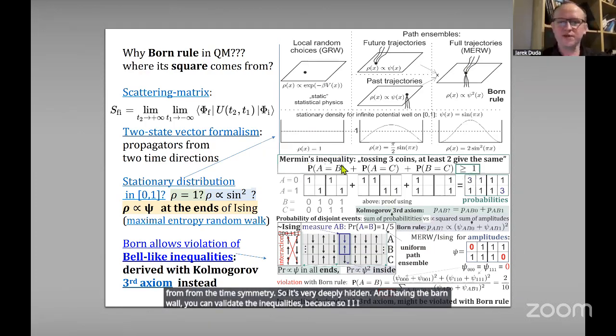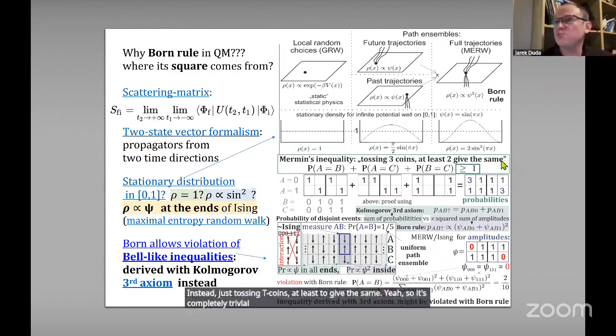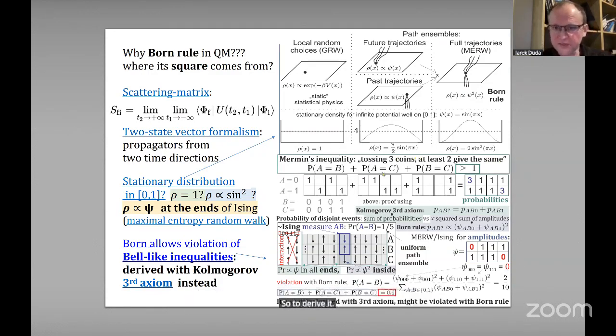like to use the Mermin inequality, which is much simpler than the original Bell. It says just tossing 3 coins, at least 2 have to give the same. So it's completely trivial, but using the Born rule, we can violate it. So to derive it, this is the mathematics.